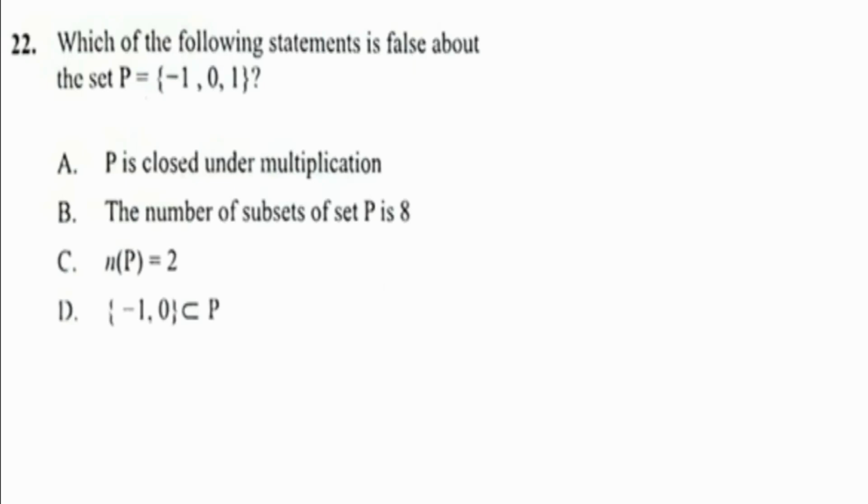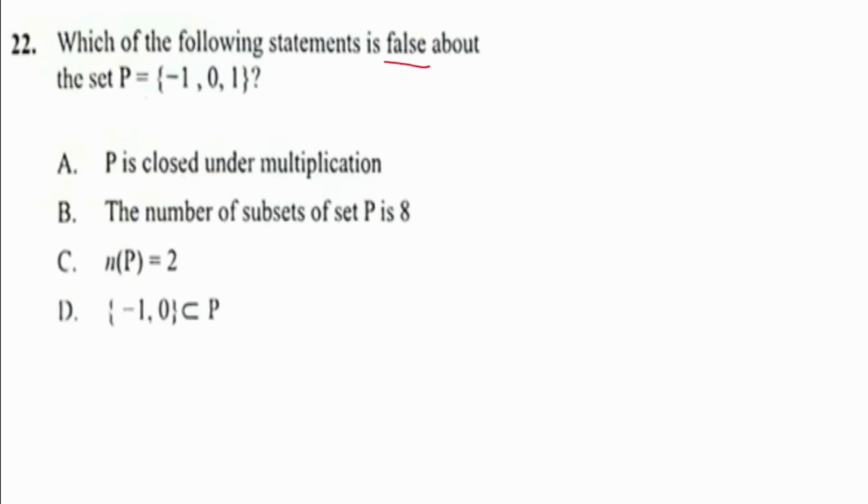Question 22 says: which of the following statements is false about the set P equal to the set of elements negative 1, 0, and 1. So I will say that the key information here is which one is false about the set. So we are just going to test each of them and see which of them is false. So we'll take the options and test each of them to see whether they are true or false.